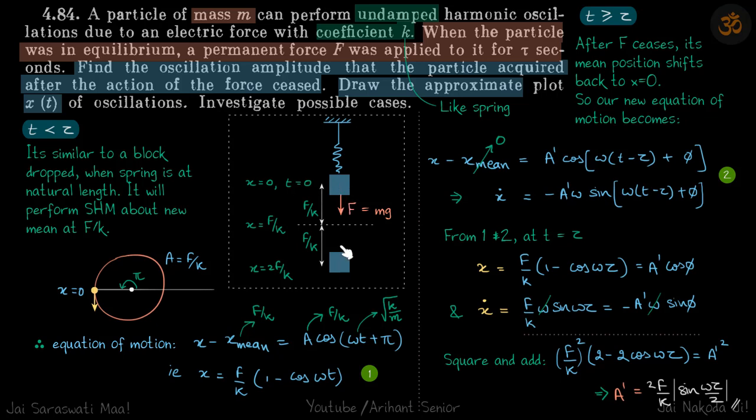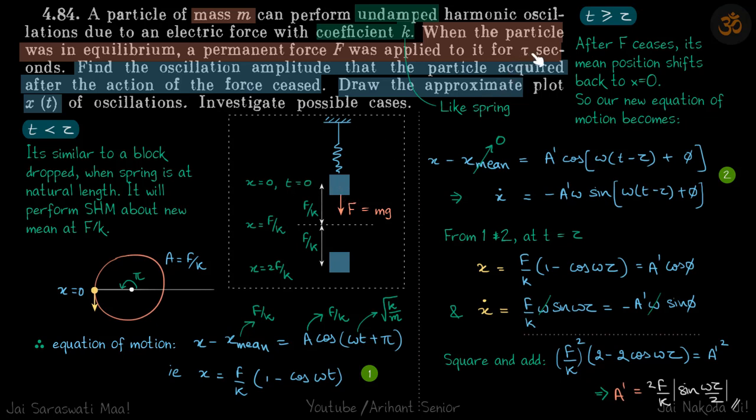So you can imagine the particle will just do SHM about this mean position. And the mean position we know is given by F equal to kx, so the mean position will be at F by k. So it will just keep performing SHM like that.